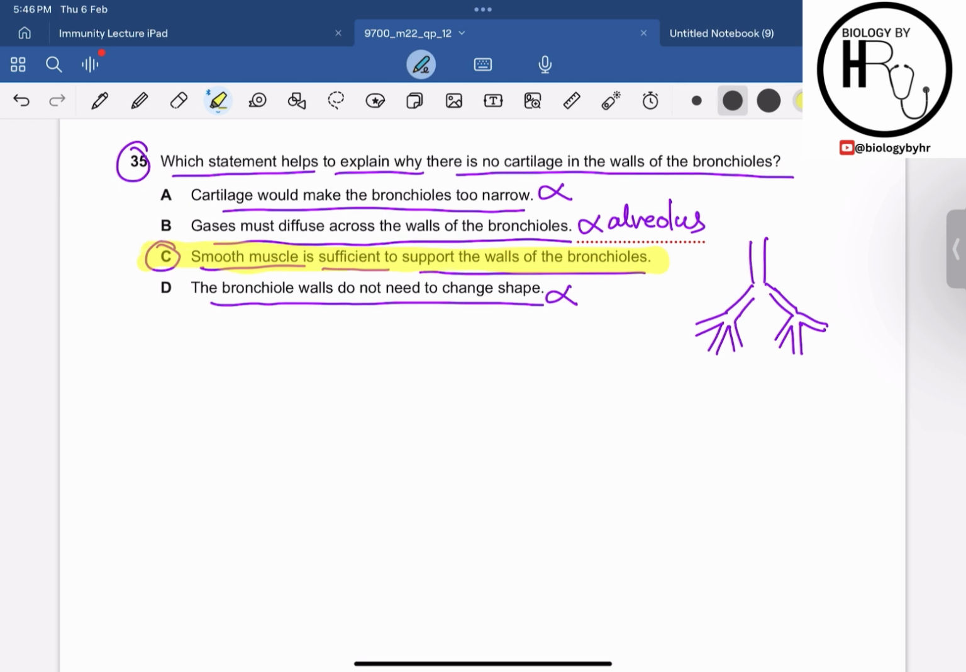Why the C-shaped cartilages are present in the trachea? To prevent the collapse of the trachea under high pressure, right? So basically cartilages are there to support the walls of the trachea, bronchus, right? But for the bronchioles, no cartilage is present. Why? Because the smooth muscle is sufficient to support the wall of the bronchioles. That's why, right? So I hope that this is clear to all of you.